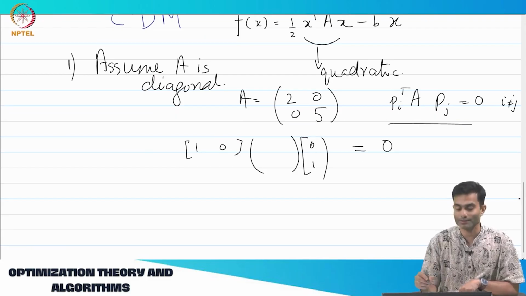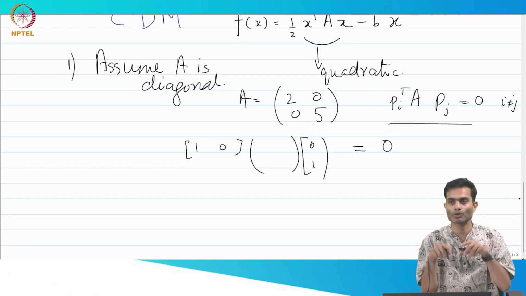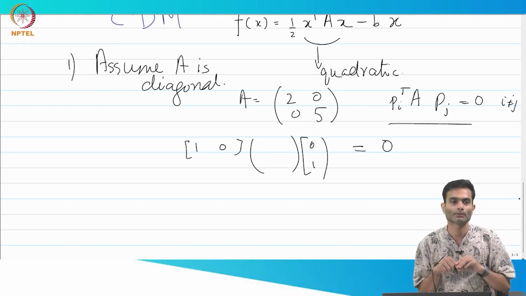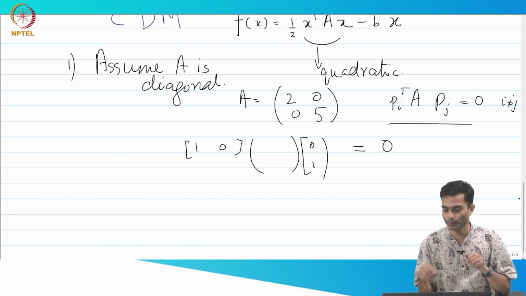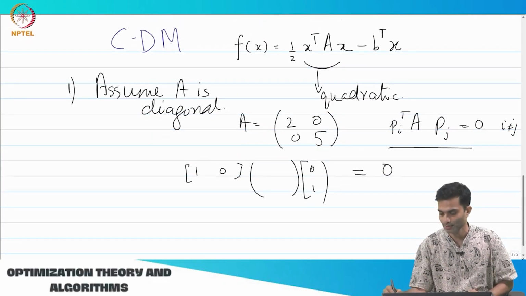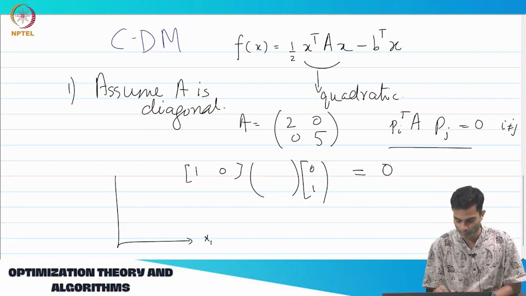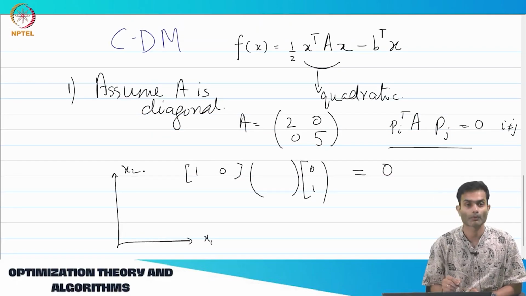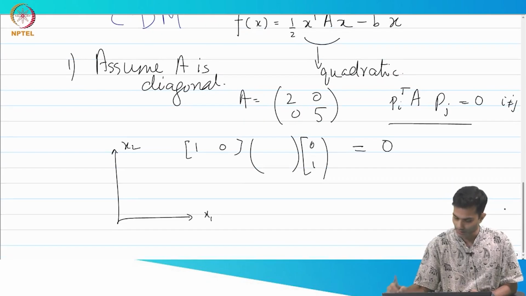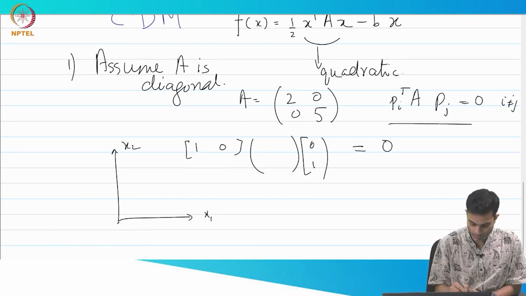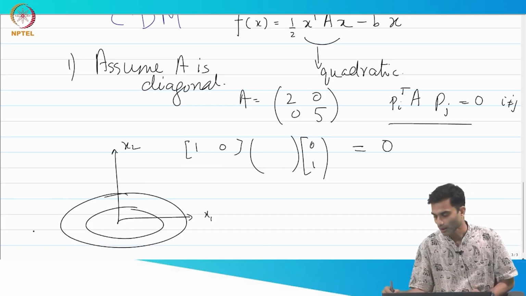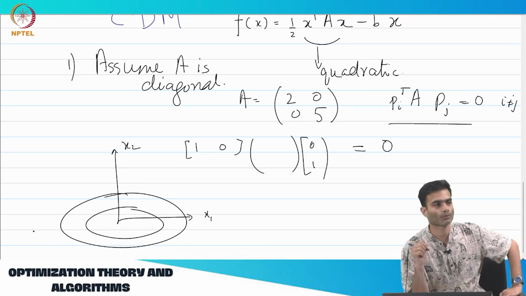Now in this case, if I plot x transpose Ax, what is the kind of geometric figure that I get? We did this a couple of classes ago. If I plot x transpose Ax in the x1 x2 plane, what do I get? I get an ellipse, right? I get an ellipse.